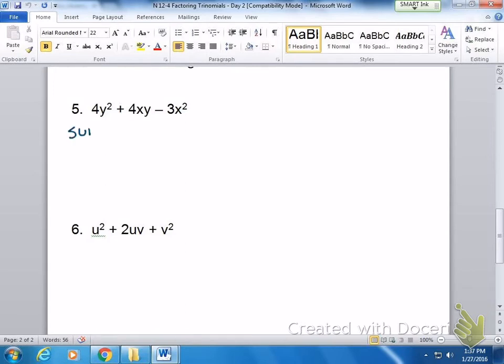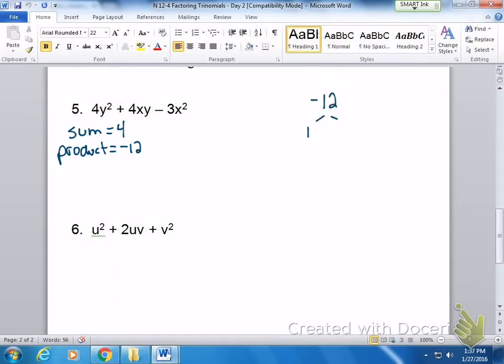I need to find my sum. Well, my b is 4. I also need to find my product, which is a times c. 4 times negative 3 gives me negative 12. So I need two things that come together to give me 4, multiply together to give me negative 12. So let's break apart our negative 12.